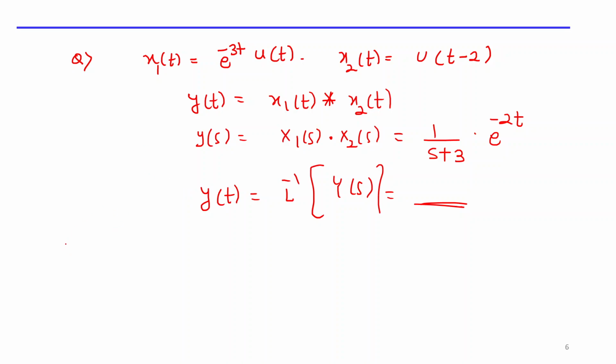Sir, doubt, sir. After e to the power of minus 2s, shouldn't there be 1 by s? Yes, because the Laplace transformation of u of t minus 2 is e to the power minus 2s times 1 by s. You're right. So this is Y of s. Take the inverse transformation of this Y of s to get y of t.